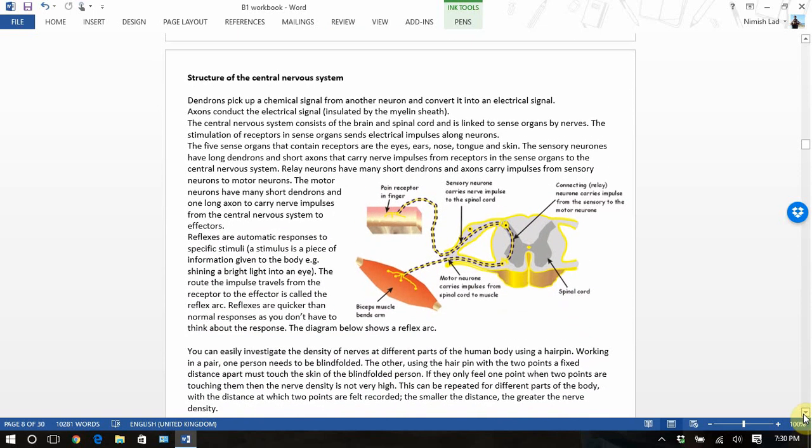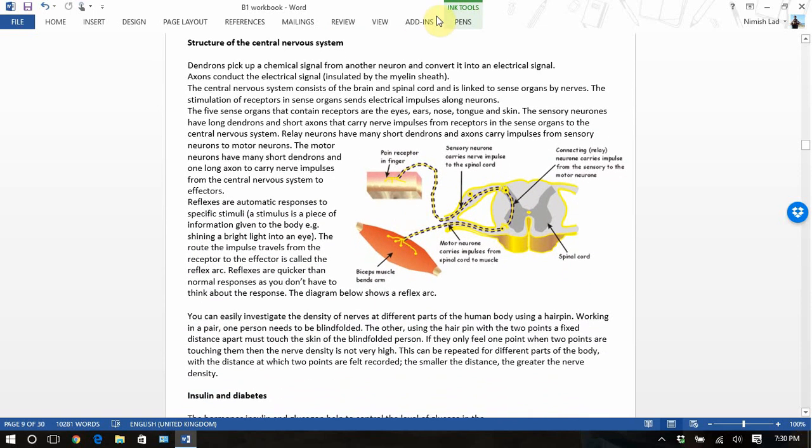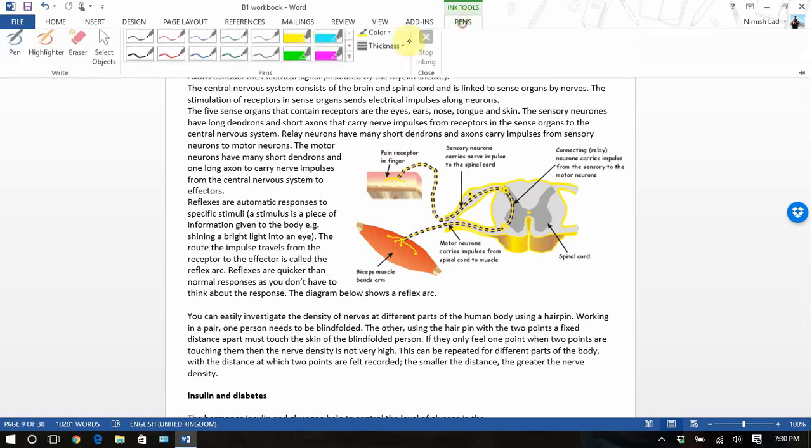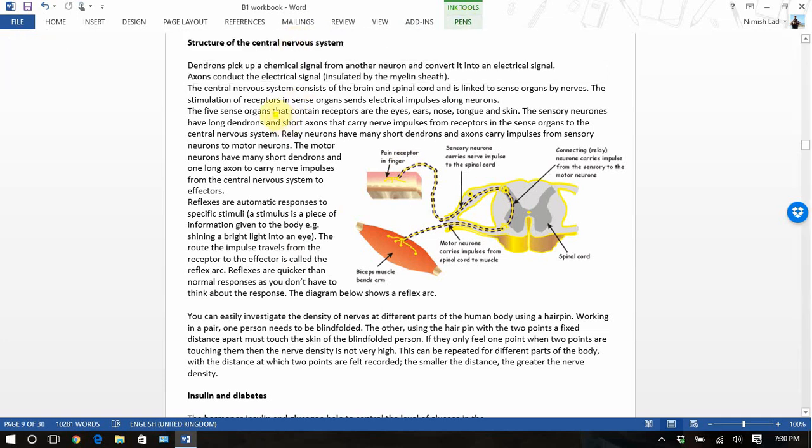So the structure of the nervous system. The nervous system has a very specific structure to it, and you need to get your head around what's going on. You've got the dendrons that pick up a chemical signal from another neuron and convert it into an electrical signal. The axons conduct the electrical signal. I remember that's insulated by myelin sheath.